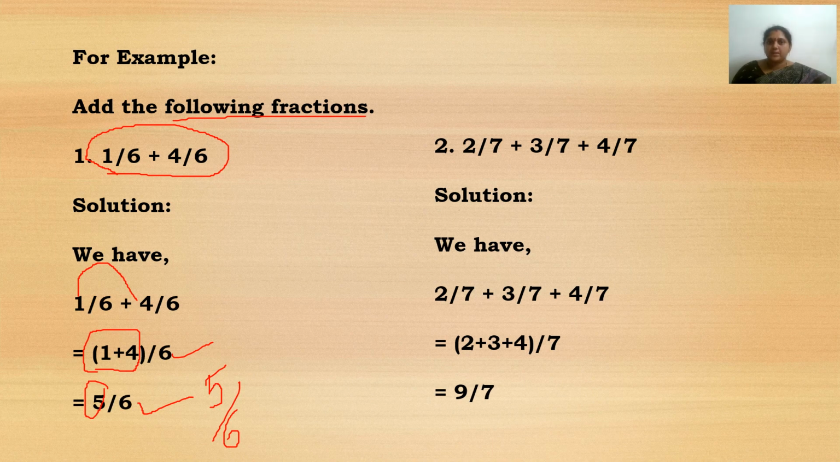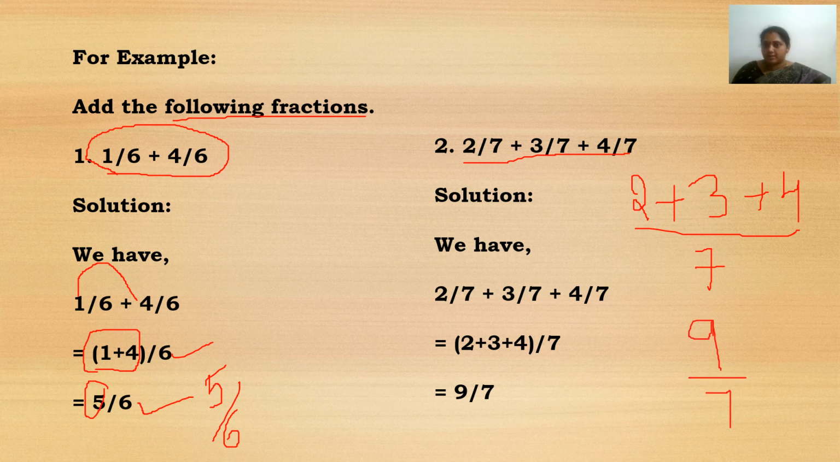We'll see one more example: 2 by 7, 3 by 7, 4 by 7. What do we have to do? We add only the numerators: 2 plus 3 plus 4, divided by the common denominator. All the denominators are equal, so we take only one common denominator, that is 7. Now add the numbers on the numerator side: 2 plus 3 is 5, 5 plus 4 is 9. So 9 by 7, since our denominator is 7. This is how we add fractions, whether it is two or more.